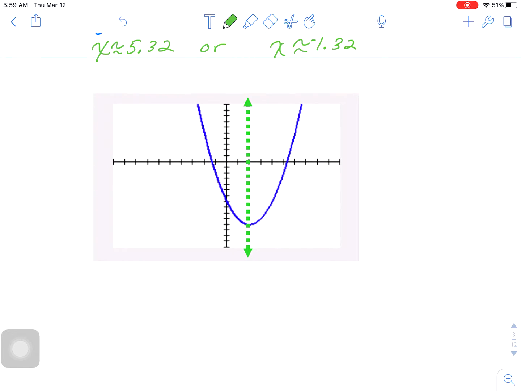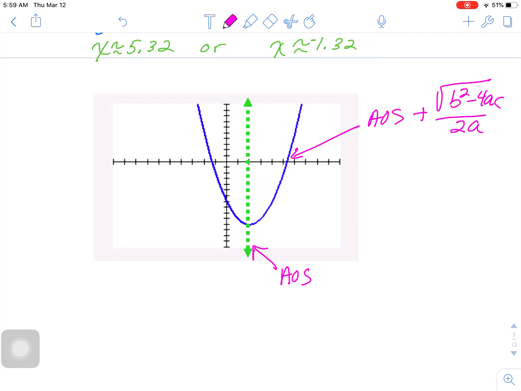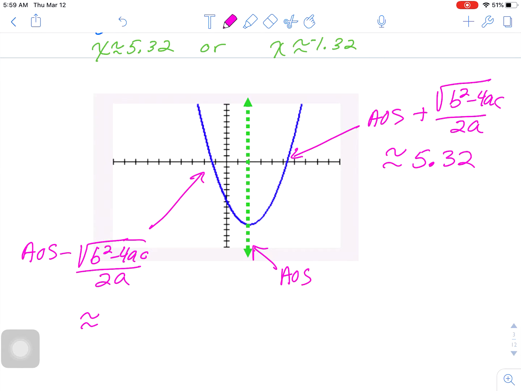And if we check it, we can see if we graph it on the graphing calculator that over here, we've got our axis of symmetry. Remember, this is our axis of symmetry. Plus the square root of b squared minus 4ac over 2a is approximately 5.32. And over here, we've got our axis of symmetry minus the square root of b squared minus 4ac over 2a, which is approximately 1.32. So we've just checked to make sure that we've had it correct. Okay?